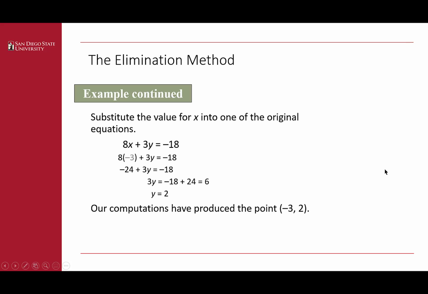Next, we substitute the value for x, which is minus 3, into one of the original equations. And if we put it into the first one, we get minus 24 plus 3y equals minus 18, and y here is resolved as 2. So our computations have produced the point (minus 3, 2).